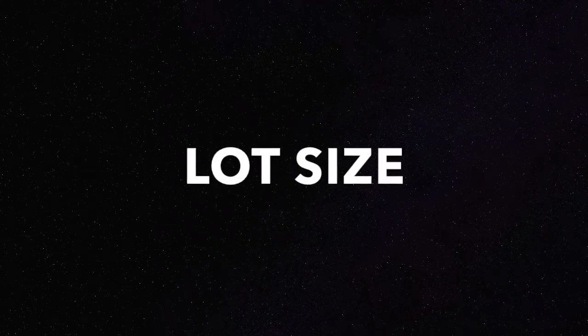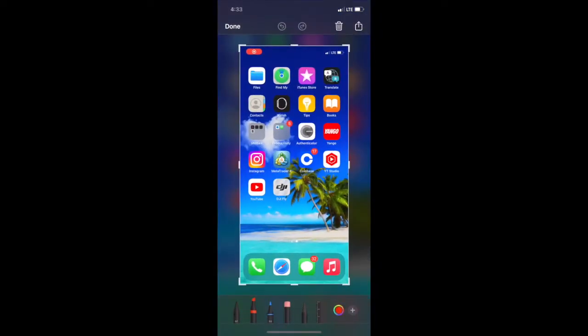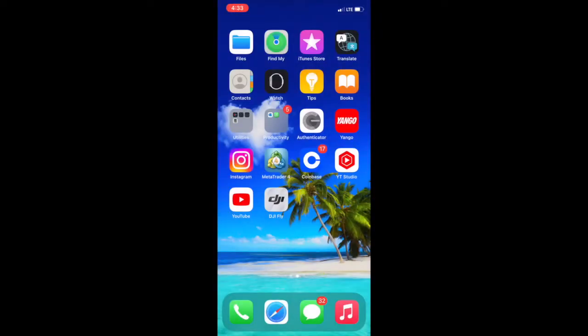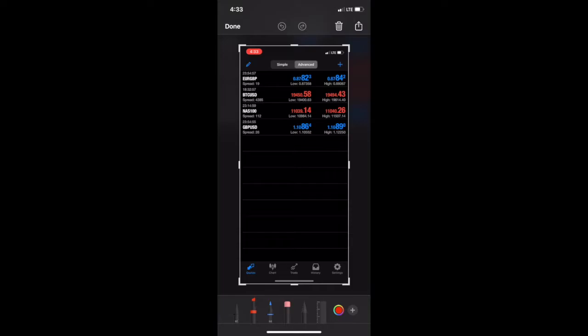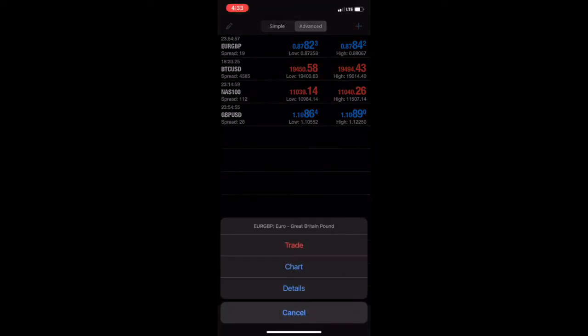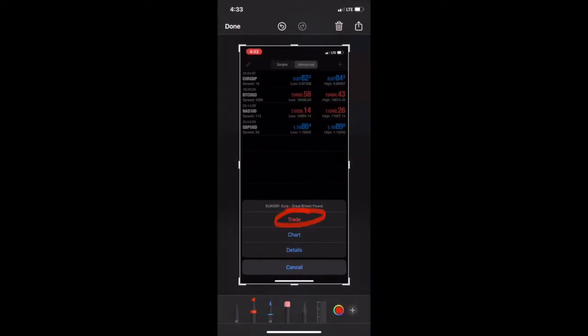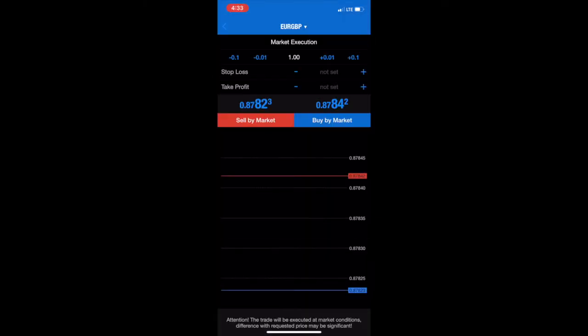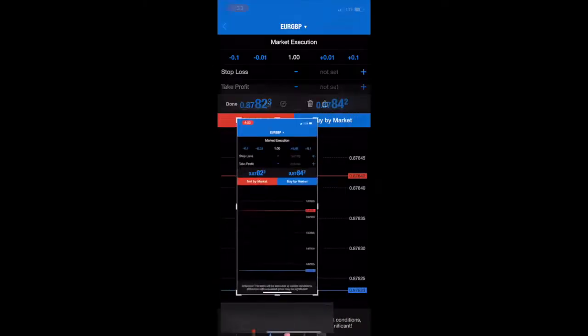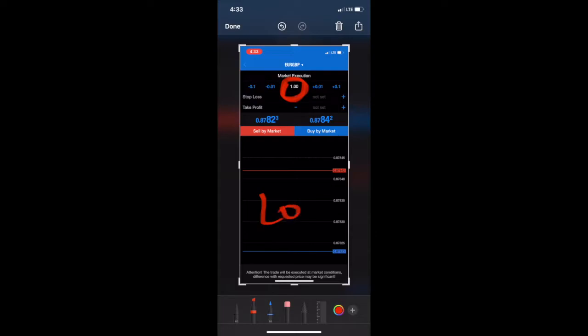Hey guys, so for today's lesson, we're going to be talking about lot sizes. So the first thing you want to do is go to your MetaTrader 4 app, open it up, make sure you go to your quotes page, and make sure you tap on one of the pairs, act like you're going to trade it. So click on trade and open it up as if you were going to take a trade. Now you're going to see market execution, and right below you're going to see lot sizes. So that's what we're going to be talking about.